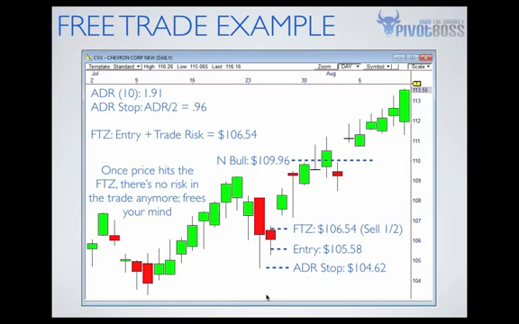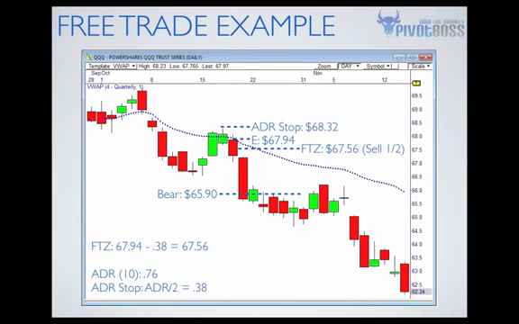That's fantastic. Now let's look at another example, this one in QQQ. Basically, this example shows us that even in a short trade, even in a trade that's in a very nice markdown phase, we're able to employ the free trade technique very easily because it's all just based on price, based on actual money management rules and techniques.